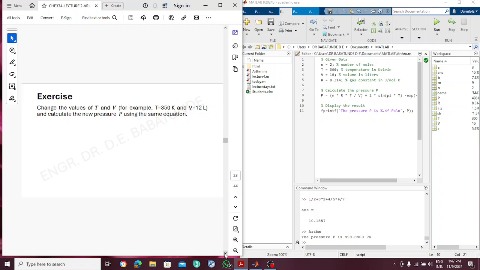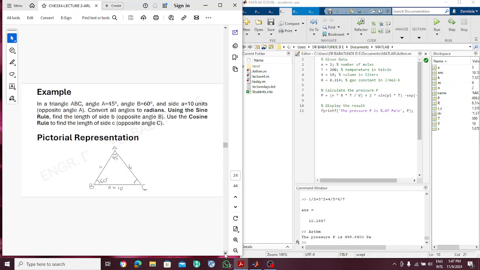So you can try your hands using other values for the variables. You can use T equals 350 Kelvin, V equals 12 Kelvin. Just try your hand on it and be sure you understand what each part of the code does.